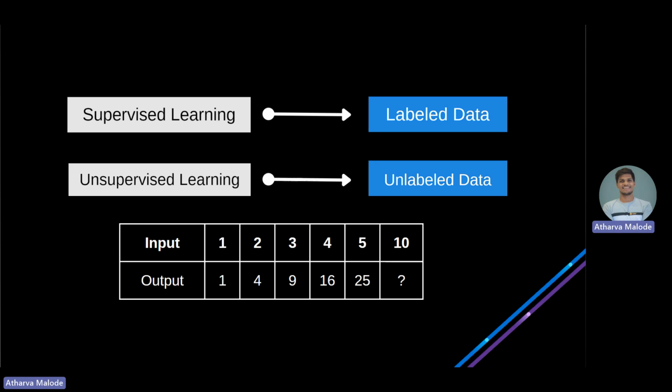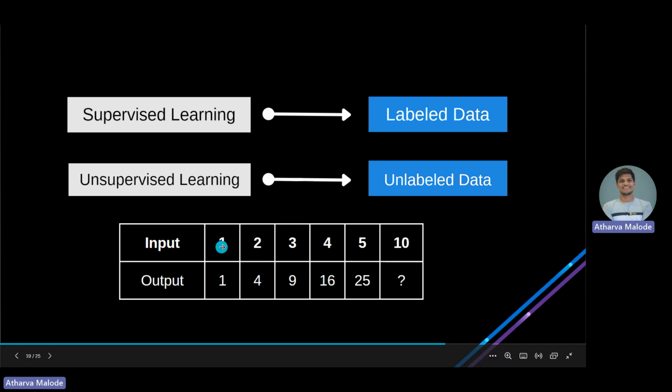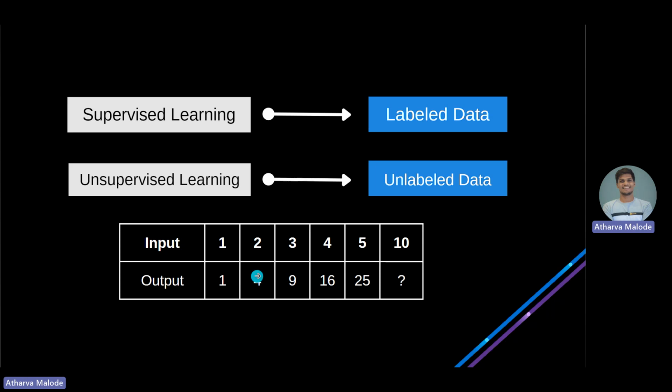The best example of supervised learning is, let's see. The input is 1, the output is 1; the input is 2, the output is 4. So we are just querying it. You can guess what is the output for 10. Obviously, it is 100, right? So here, what happened? We had the labeled input, we know 1, 2, 3, 4, 5, 6, 7, 8, right? So it is supervised learning.